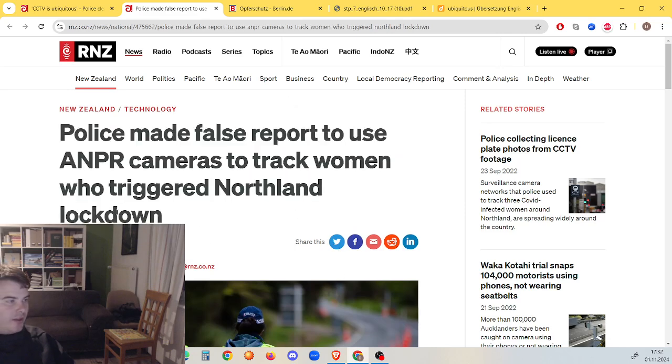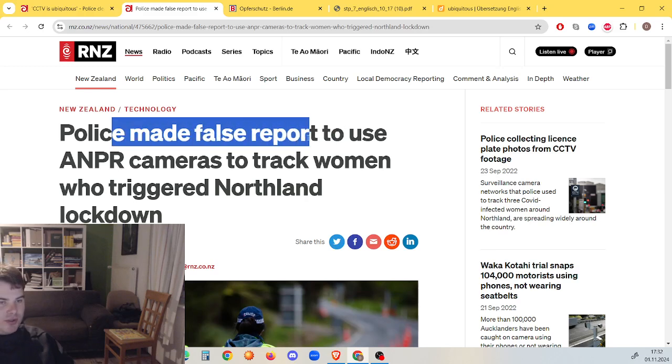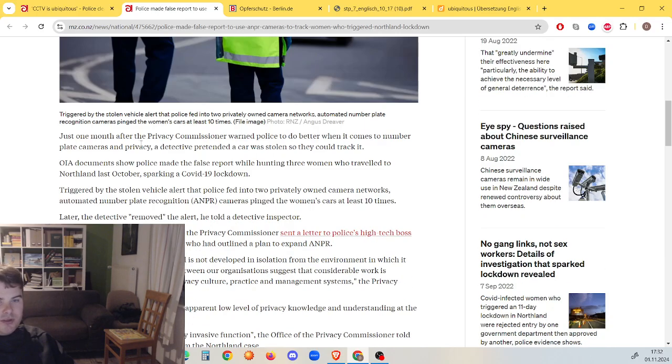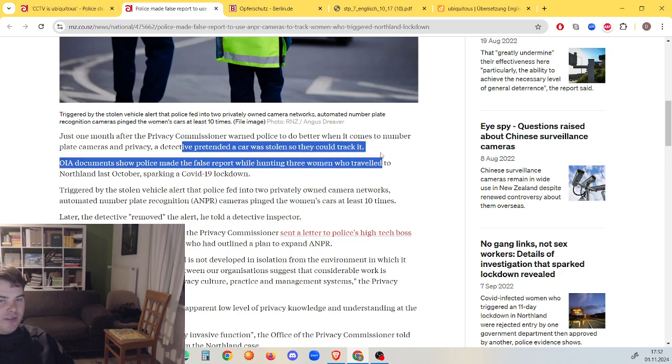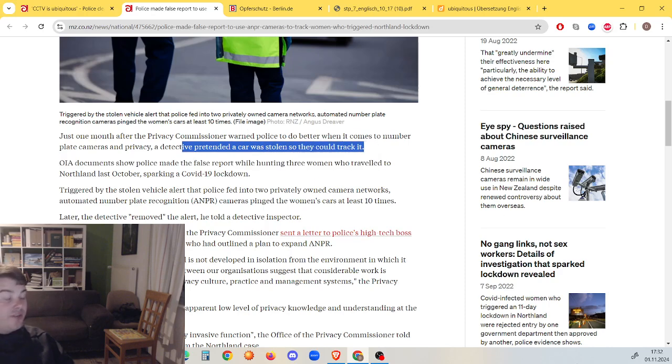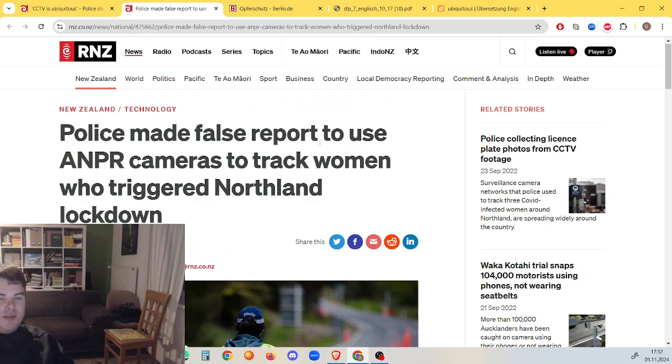This is the one that we'll be discussing in class, and you guys will be saying, how does this work versus Germany, and so on. But long story short, the police made a false report. I think they said it was stolen. Yeah, that's right. A detective wanted to track some people. This was during Corona time. New Zealand had some of the strictest COVID lockdown laws. This is a really weird and wacky story. We will talk more about it another day.